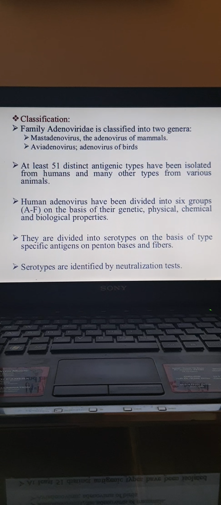These human adenoviruses have been divided into 8 groups, that is A to G, and group B has been further subdivided into B1 and B2. That makes a total of 8 groups. This classification is based on their genetic, physical, chemical, and biological properties. They are further divided into serotypes, which is based on the type of specific antigen present on the penton bases and fibers. Serotypes are further identified by the neutralization test.